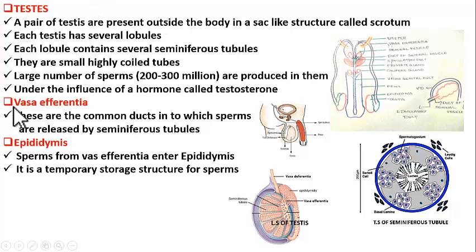Now the next part is vasa differentia. So I told you, vasa differentia are the ducts that connect epididymis with the seminiferous tubules.